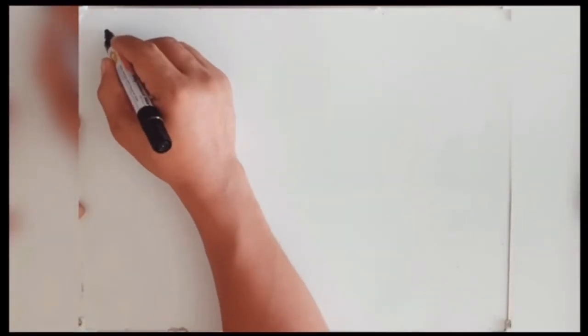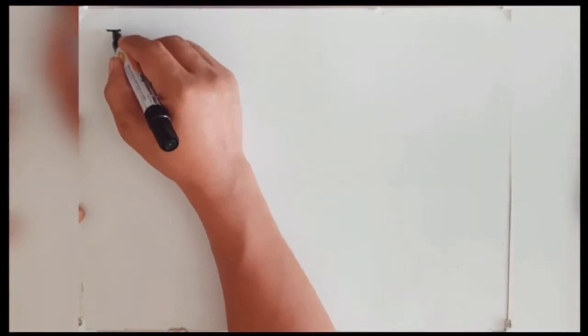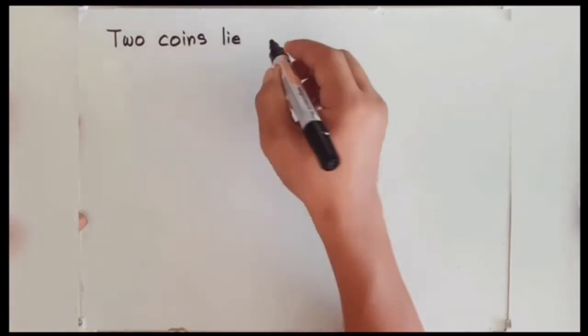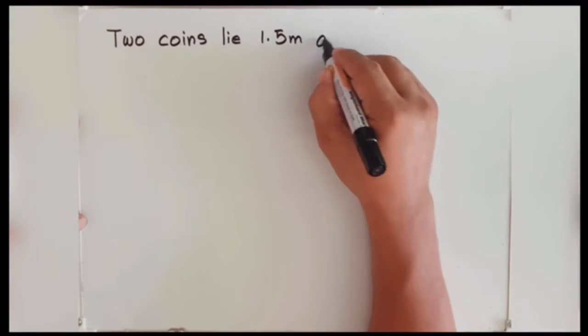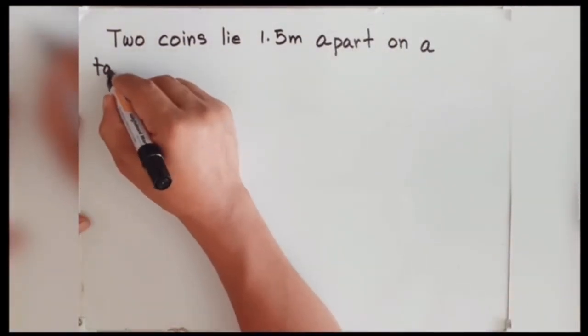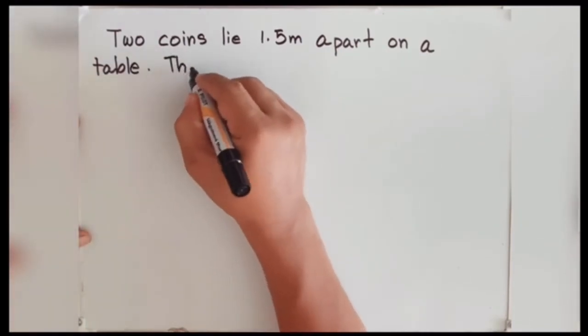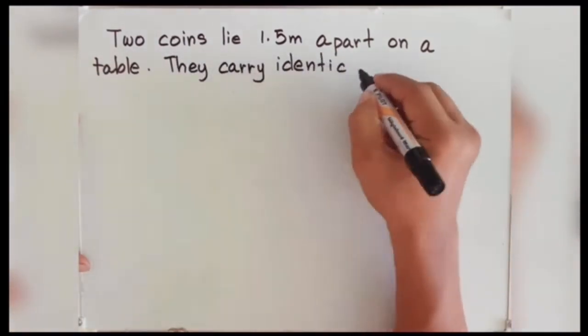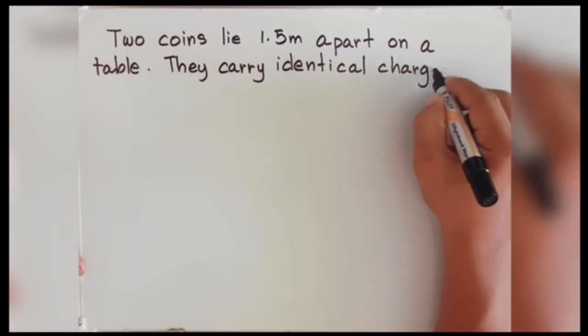Good day everyone, and today I am going to give you the sample problems for our Coulomb's law. In the first problem, we have two coins that lie about 1.5 meters apart. These coins are on a table, and the two coins carry identical charges.